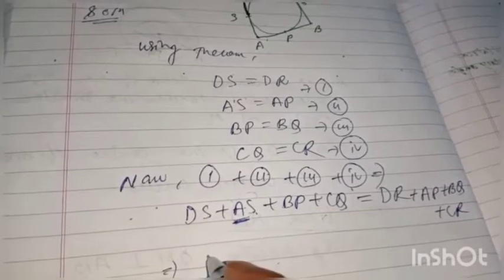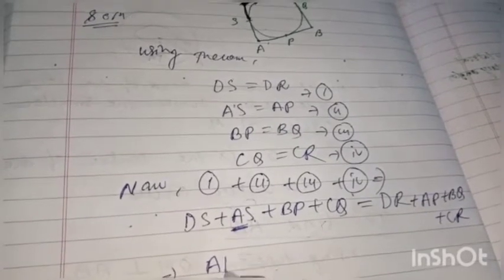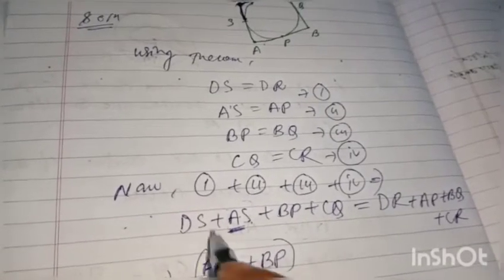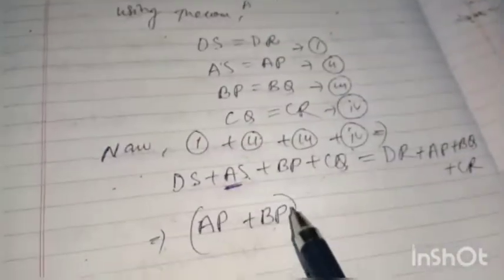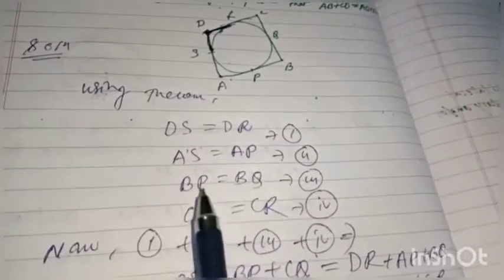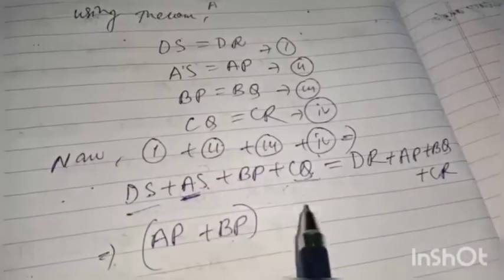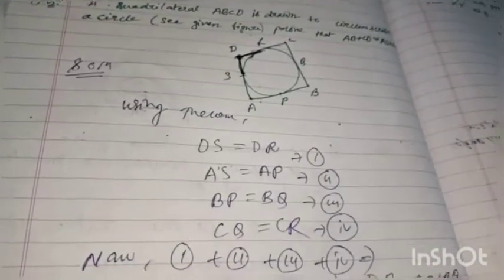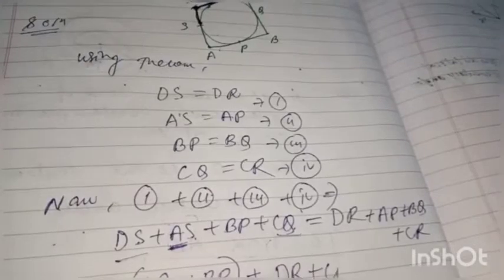So first write this one: in place of AS, write AP, then BP. Now what is there? DS and CQ. Now what do you need? CD. To get CD, you need CR and DR. So in place of DS you can write DR, and in place of CQ you can write CR.